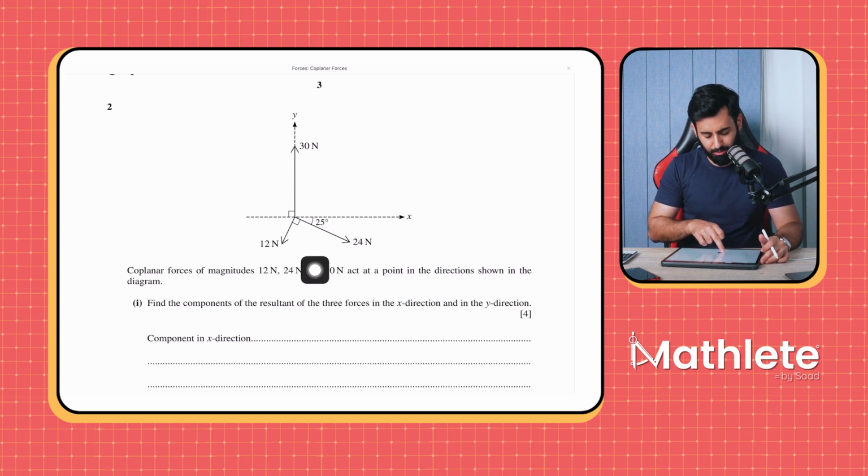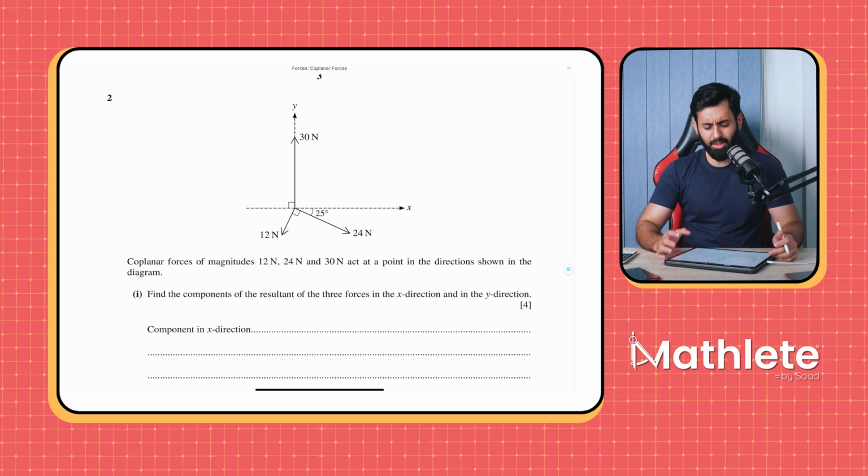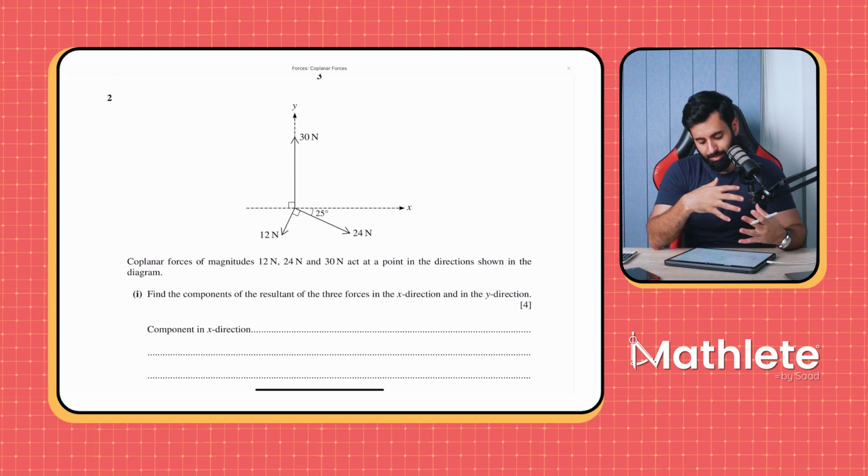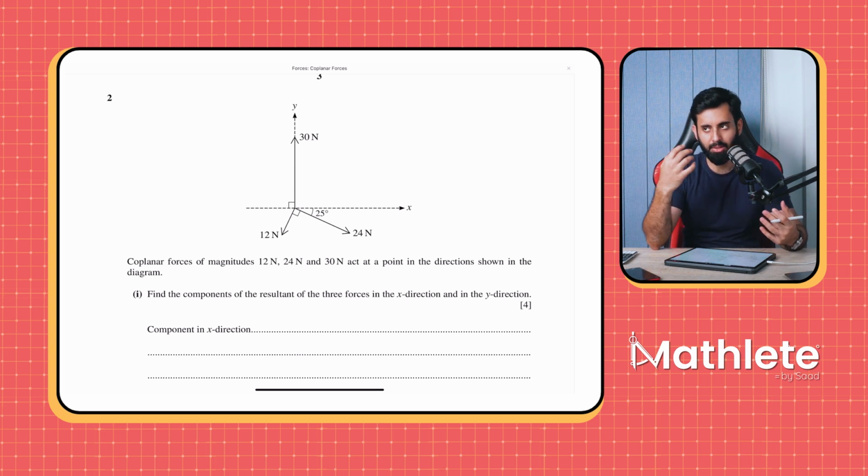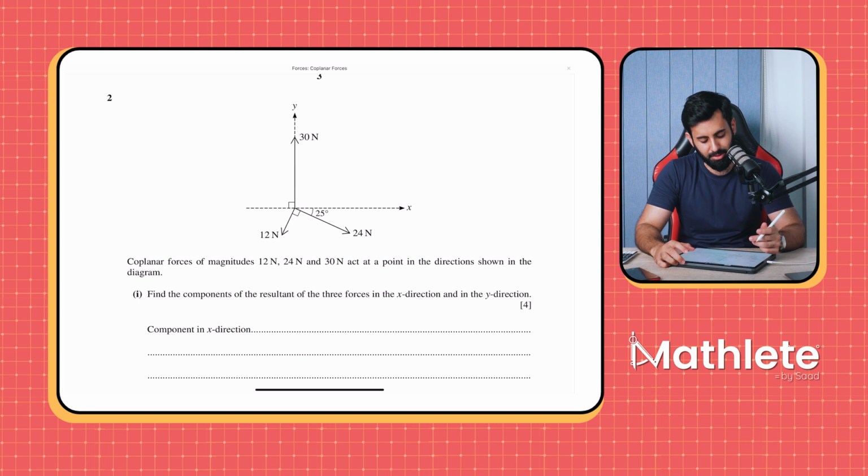Okay, so have a look at the forces as well. Find the components of the resultant of the three forces in the X direction and in the Y direction. So here we need to write it down in the X direction. So this is a fairly easy question and it's a very nice question because it's sort of breaking things down for you. Normally it would just ask you to find the resultant and that's it. And then you would have to sort of break it down yourself. But this makes it easy and it makes it nice, basically.